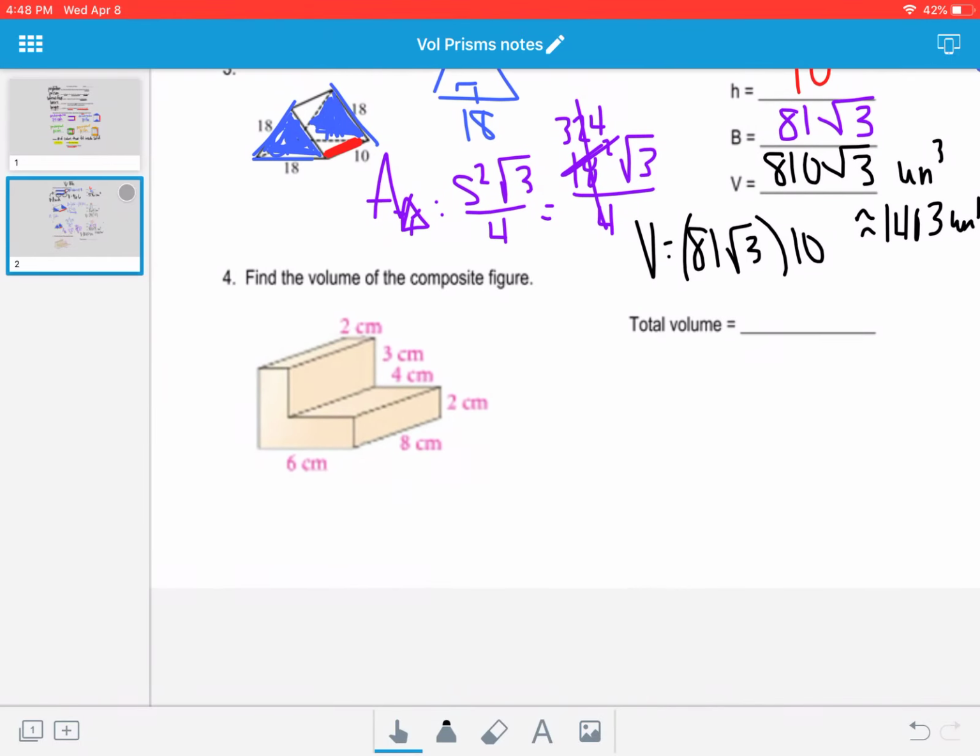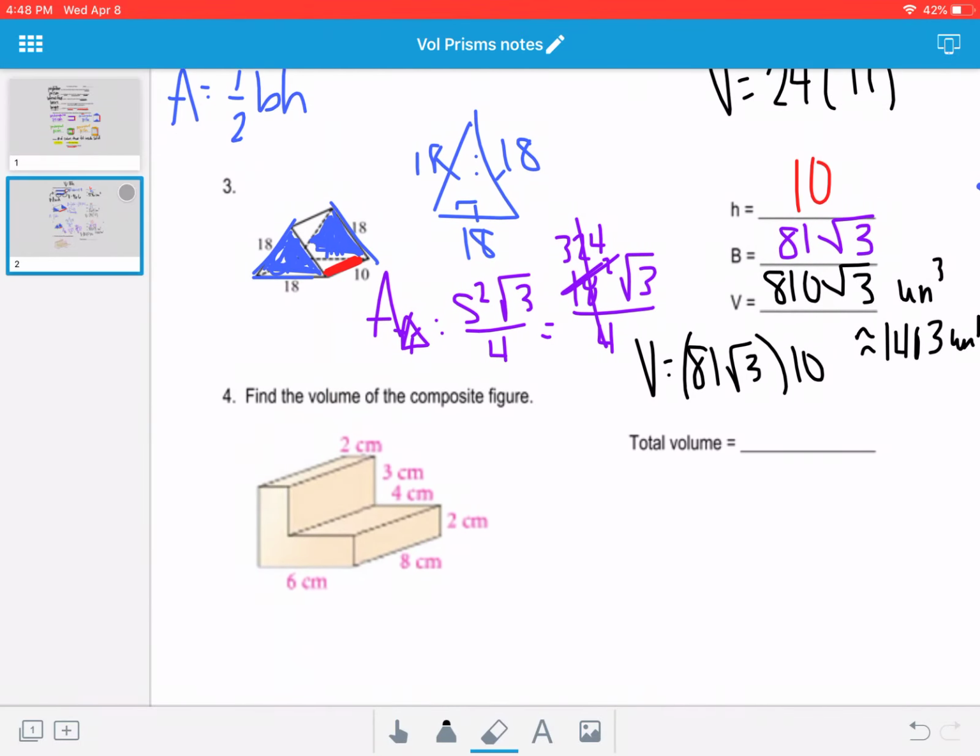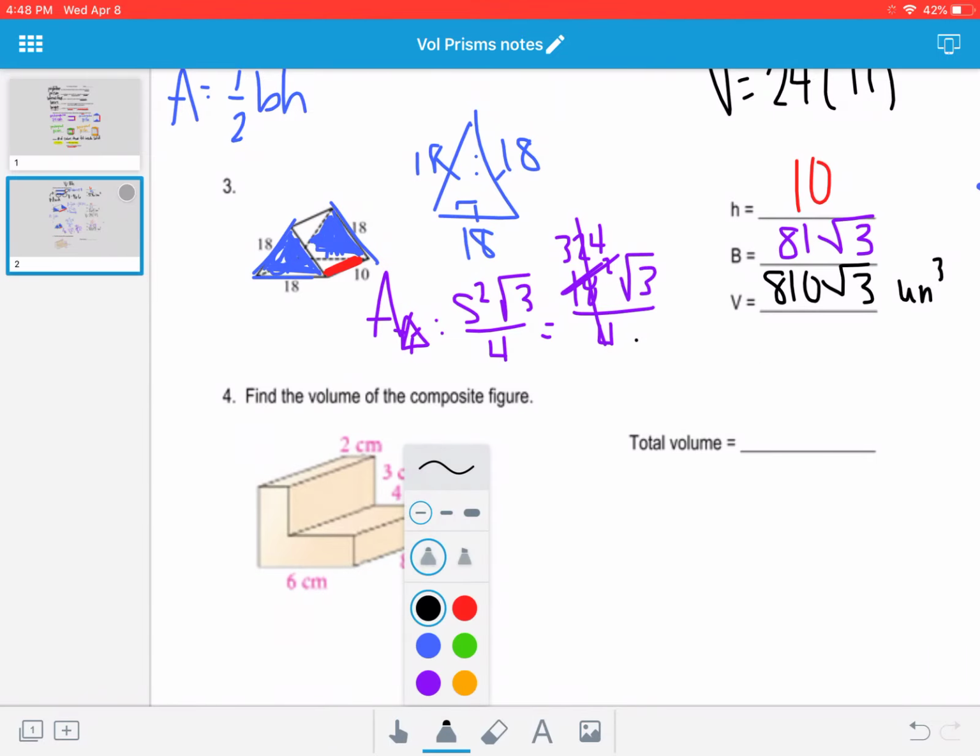Cool, cool, cool. Last one, a composite figure. So we had composite figures when we were finding area last chapter. We're also going to have composite figures here when we find volume. Same idea. You're going to find the volume of one part, find the volume of the other part, add them together. Sometimes you have to draw in your own lines, so that's what I'm going to do right now. I'm going to use a different color here. I'll use purple. I'm going to draw in this purple horizontal line. So I have a top prism and a bottom prism.